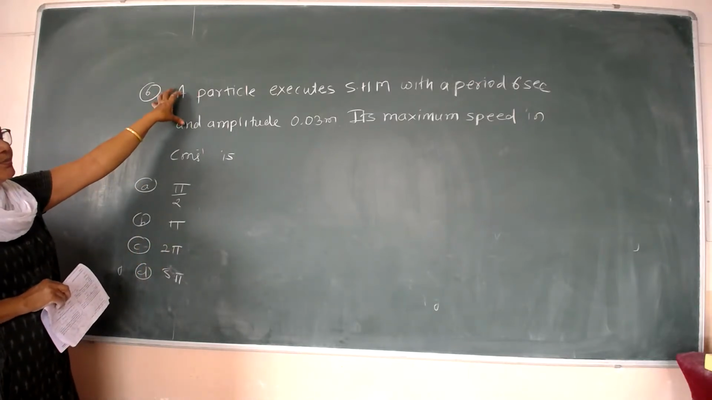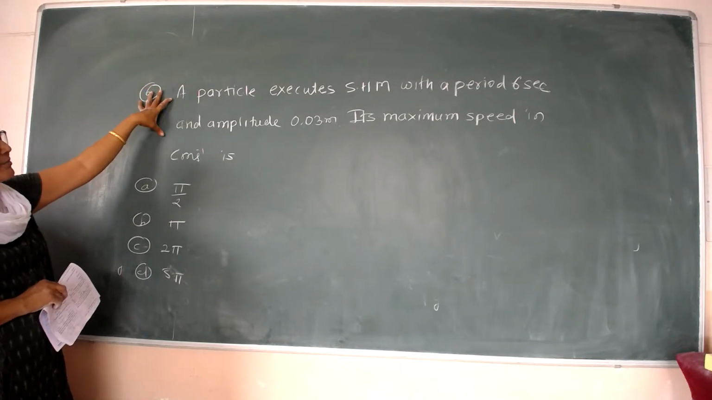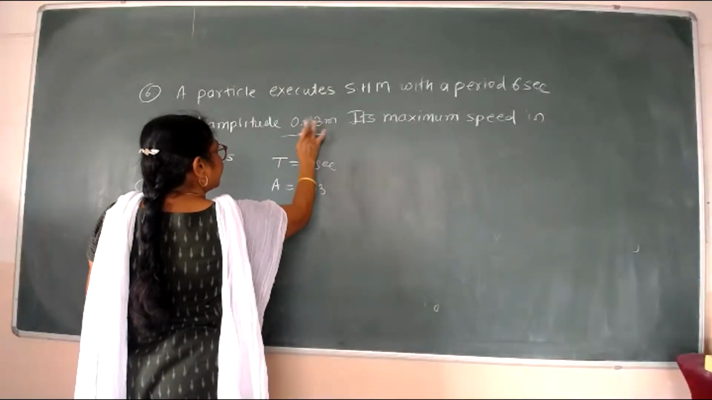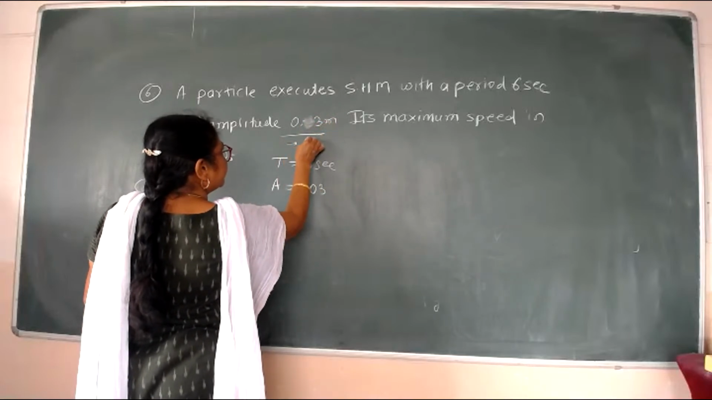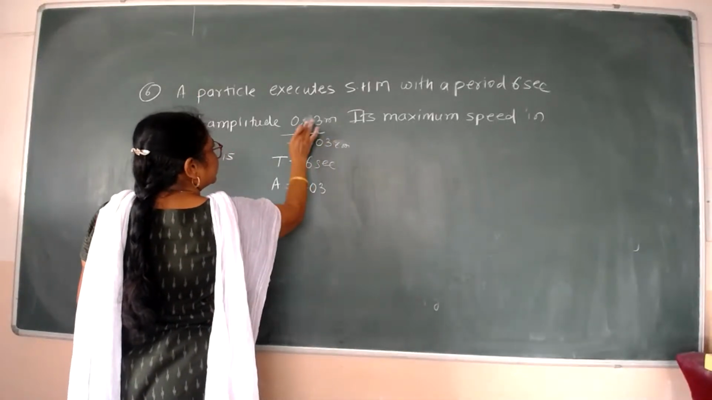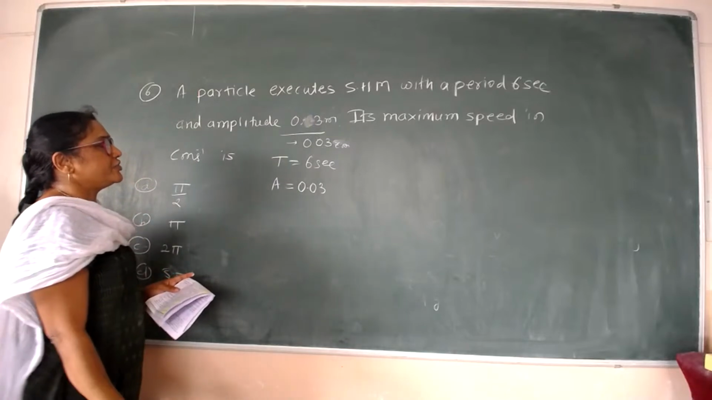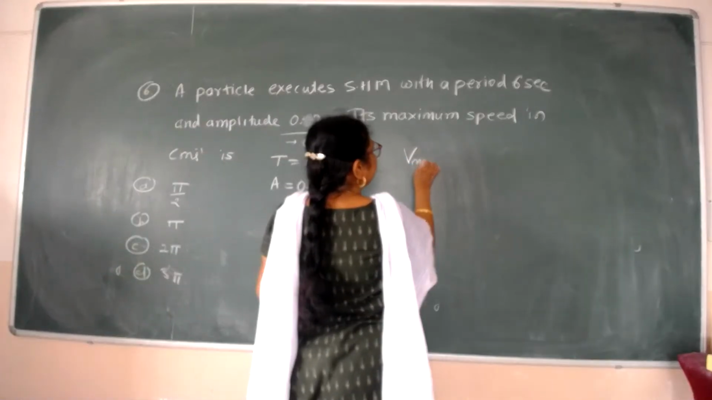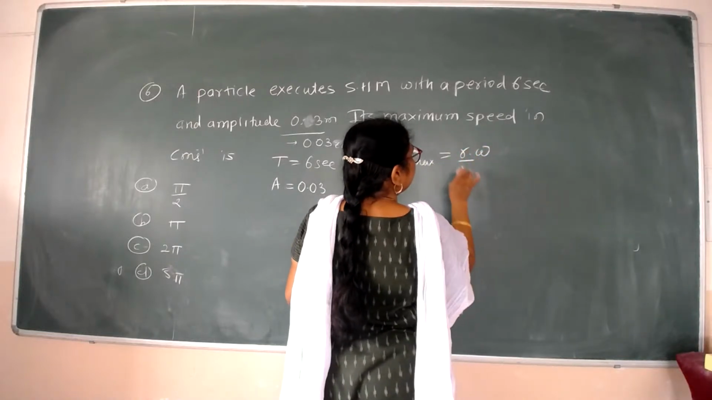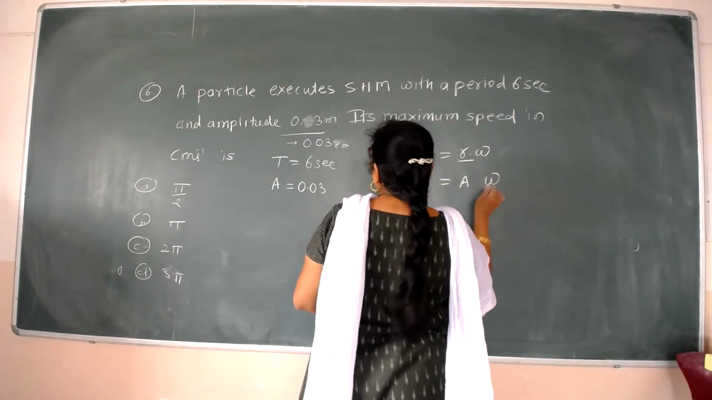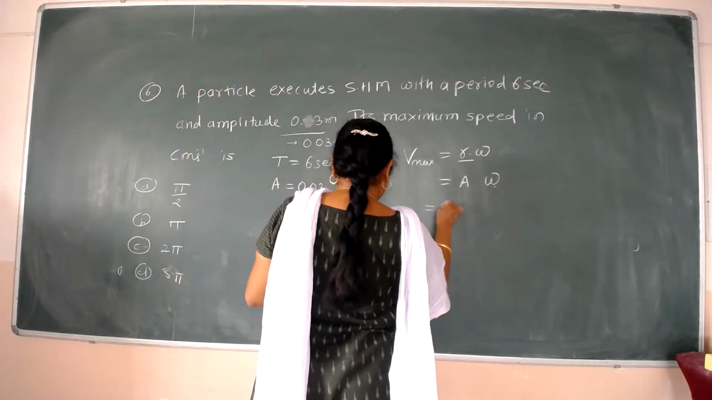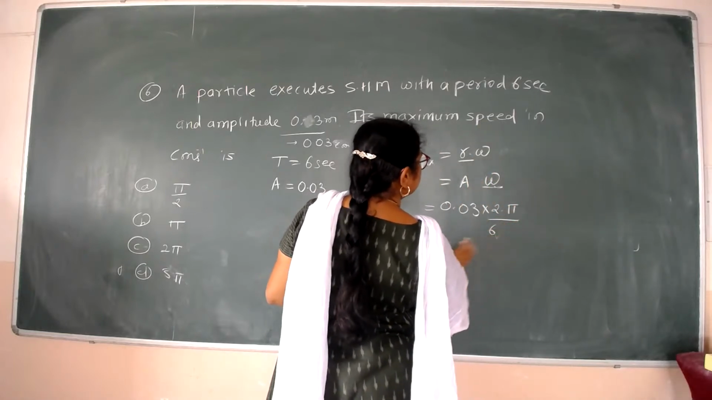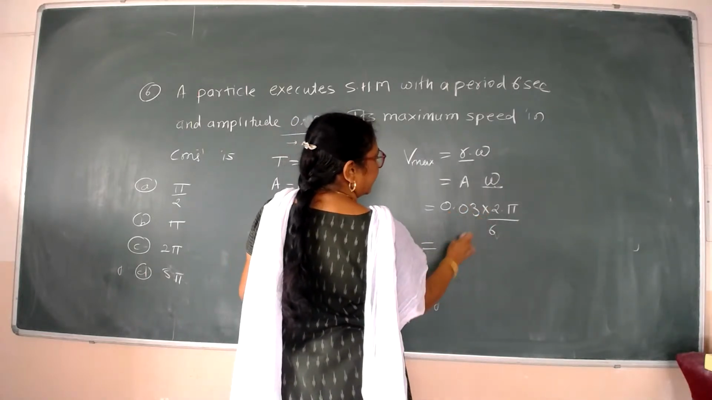A particle executes simple harmonic motion with a period of 6 seconds. So in this question the period is given, that is T is equal to 6 seconds, and the amplitude is 0.03 meter. Here A is given. Its maximum speed, we know that maximum speed is equal to R into omega. At maximum, R is equal to the amplitude, that is A into omega. So which values are given here? A is 0.03, and omega is 2 pi divided by T, where the time period is given as 6.